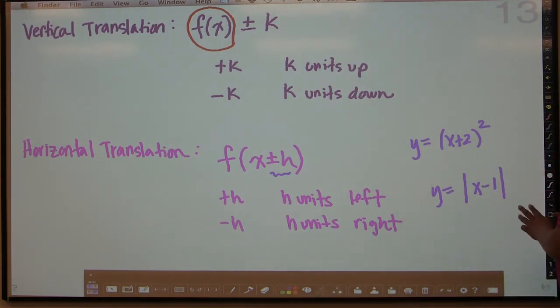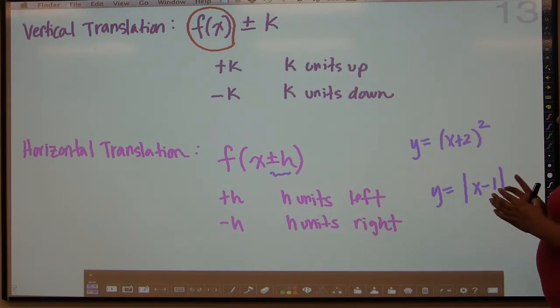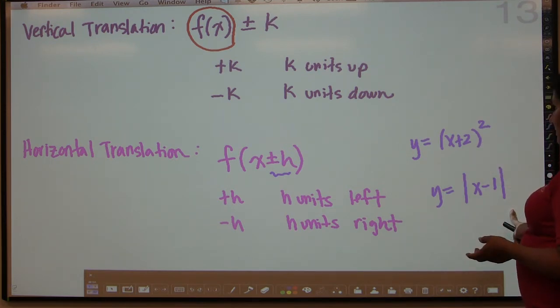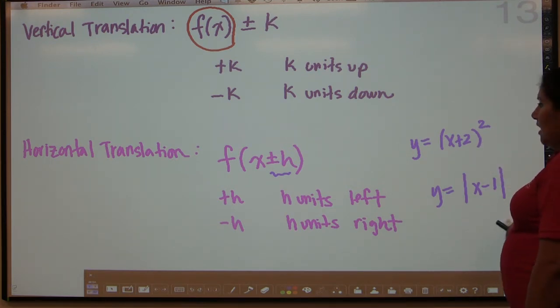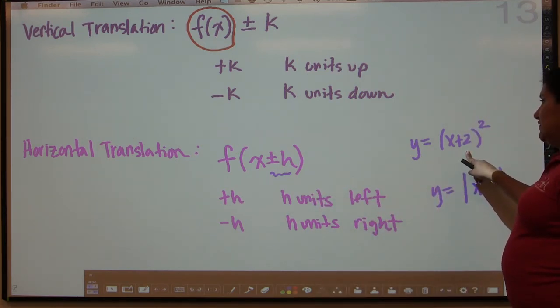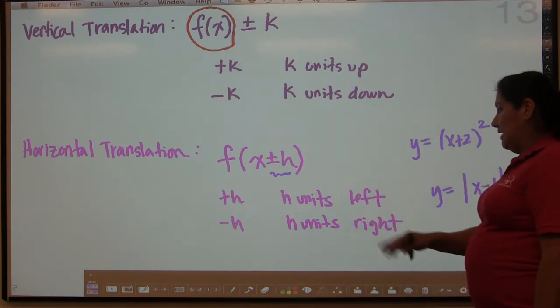So the plus or minus won't come after the absolute value or after the x squared. It'll be inside the actual grouping symbols. In this case, the grouping symbol being parentheses. In this case, the grouping symbol being the bars. But again, if it's a plus h, like a plus 2, that means you're going to shift 2 units to the left. A plus h shifts it to the left side.